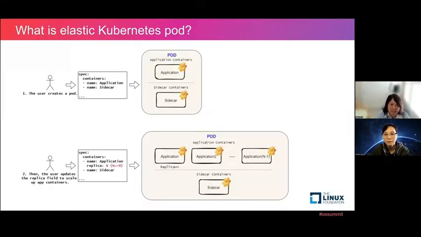So what do we mean by Elastic Kubernetes Pod? By the Elastic Kubernetes Pod, what we mean is that when the application needs to scale out, instead of creating multiple application pods, with Elastic Pod, you can create multiple application containers inside an existing running pod. For example, as shown in this diagram, the user first creates a pod with one application container and another sidecar container. And then the user can specify a replica number, for example, replica number equals 10. And then after that, the system will take over and automatically create 10 new replicated application instances inside the same running pod.